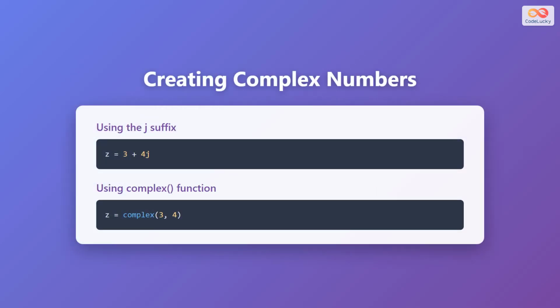Python provides two ways to create complex numbers. The first method uses the j suffix, where you write 3 plus 4j to create a complex number with real part 3 and imaginary part 4. The second method uses the complex function, where you pass the real and imaginary parts as separate arguments, complex of 3, 4. Both methods produce the same result.